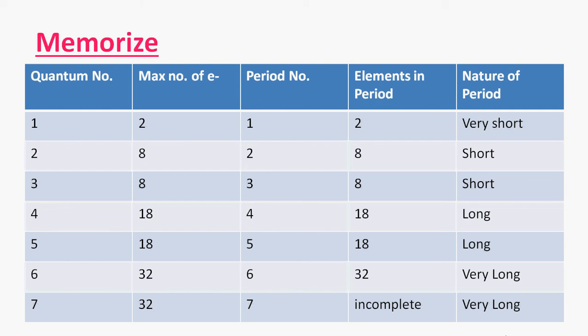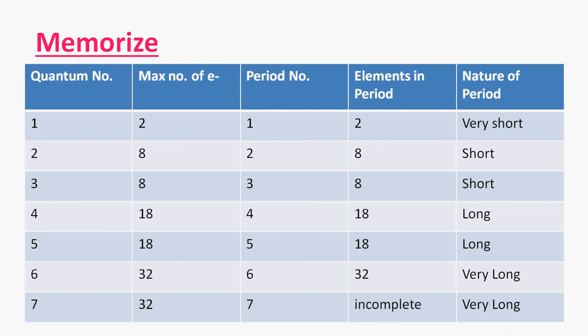If the last shell has 2 electrons, it belongs to the first period. Next is the maximum number of electrons that can be accommodated in the outermost shell. In the first shell there can be 2, in the second shell 8 electrons, then 8, then in the fourth 18 electrons can be accommodated, then again 18 in the fifth shell, in the sixth shell 32, and the seventh shell can also accommodate a maximum of 32 electrons.